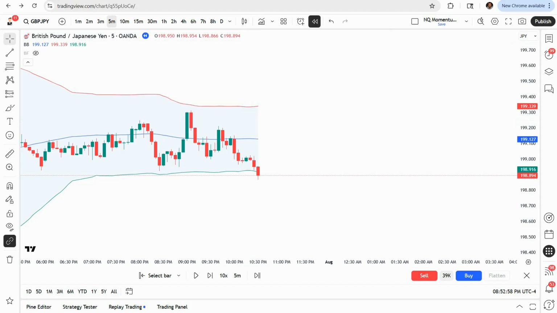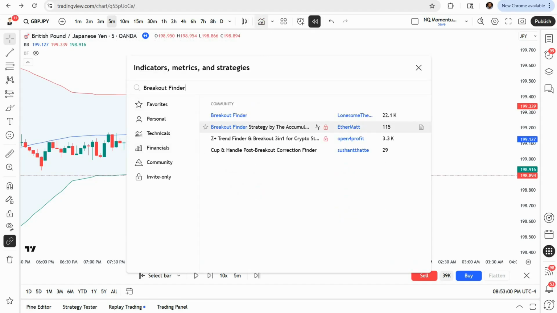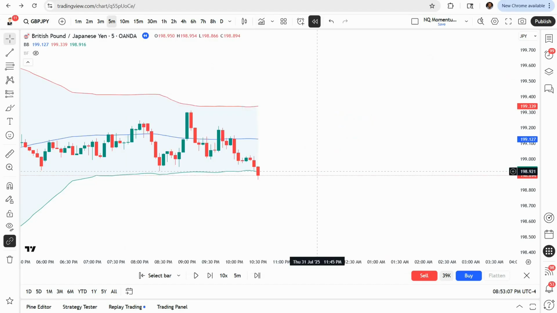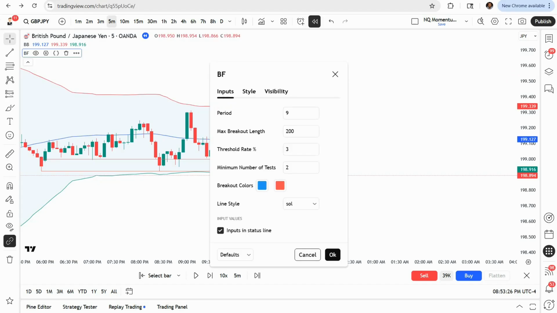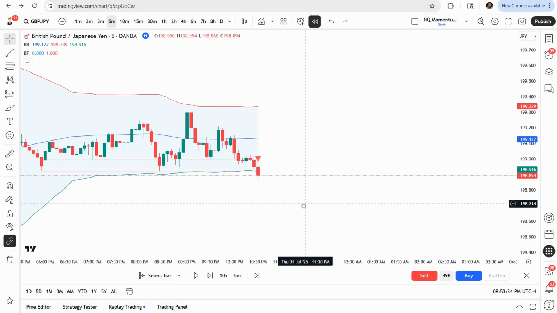The second indicator we will add to the screen is called the Breakout Finder. It's going to be this one right here. Go ahead and click on that and add it to the screen. And then go ahead and jump into the settings and just double check that your period is set to 9 and the breakout length is set to 200. And we have 3 and 2 right here. Go ahead and click OK.